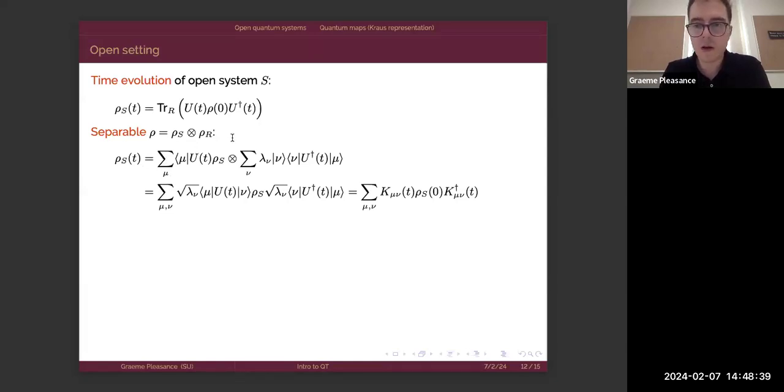And so if we make this assumption, we can rewrite this equation in the following way. And then we can just use the definition of the partial trace that I gave on the previous slide. Just to emphasize here that these mu states are basis states belonging to the state space of our reservoir. And then we can rearrange this expression in this more suggestive form. And then we can write this in terms of these so-called Kraus operators.